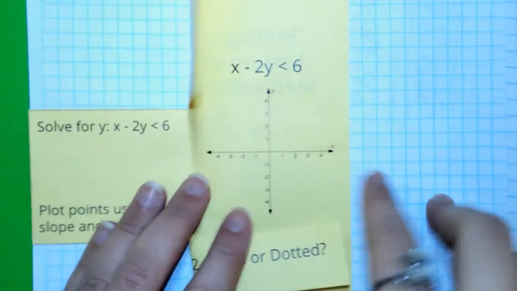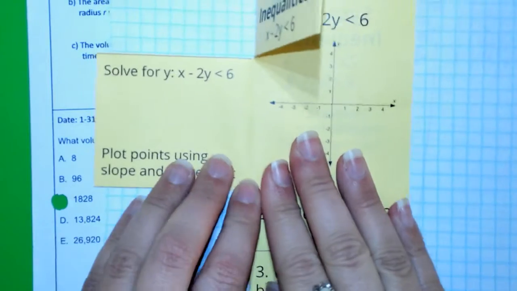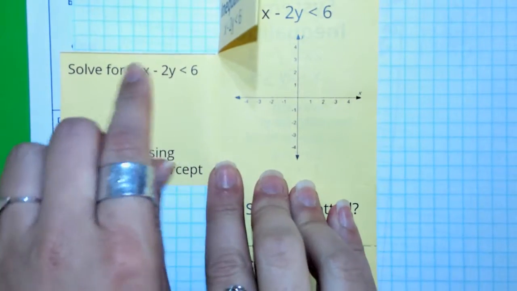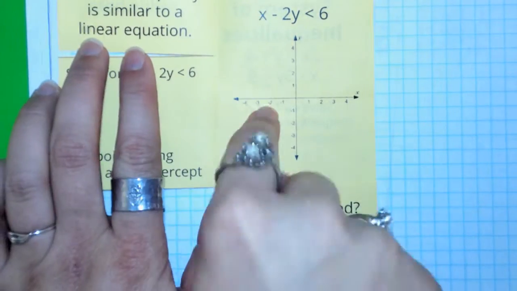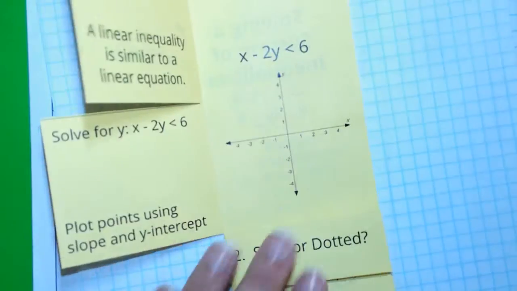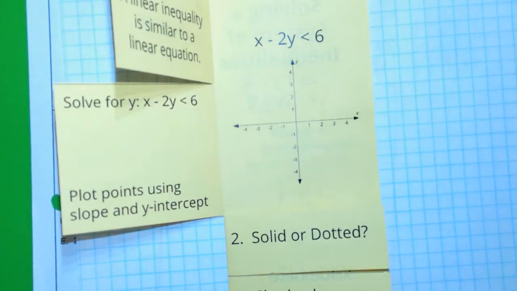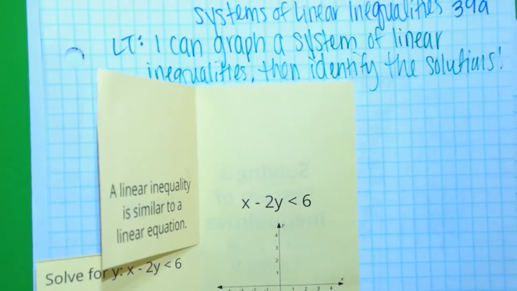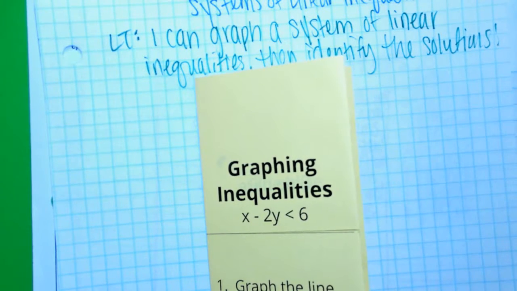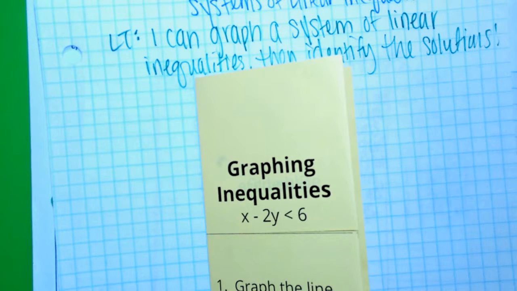Alright. So, open up your flap. And it says solve for y. So we're first doing that, solving for y. And look, then we have our graph over here. That's crazy! Oh, I forgot that inequality is... Okay, I need you to not take forever. Like, come on, write fast.